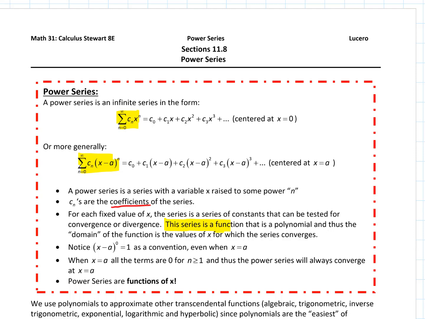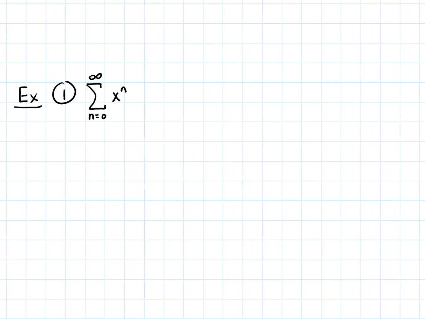So this series is a function that is a polynomial, and we can look at the domain of this function, and we can think about what that domain is. The domain is the values of x for which the series will actually converge. Okay, so we have a couple of other little notes here that I've listed out about power series, but we'll keep reiterating these as we go through some examples. So let's just look at a really quick example of a power series.